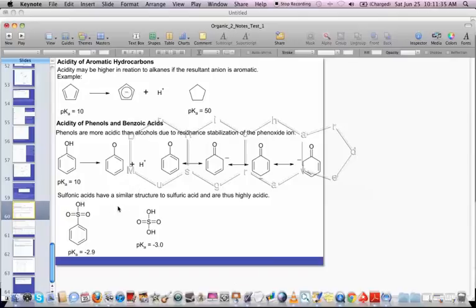Sulfonic acids have a similar structure to sulfuric acid and are thus highly acidic. So this is sulfuric acid here. It has a very low pKa. In fact, it's negative. That's because it's a very strong acid. Now, the reason it's a strong acid is because if you take that H off, you'll be left with a negative charge, and that negative charge can then resonate with both of these double bonded oxygens. That's what makes sulfuric acid such a strong acid. Compounds like this, sulfonic acids, tend to have a similarly high acidity as well.